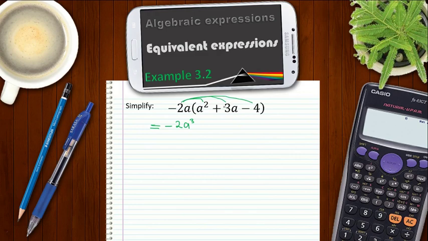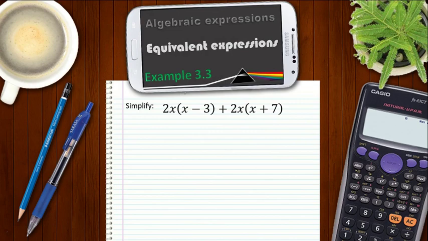So a minus and a plus is a minus. And then 2 times 3 is 6. And a times a is a squared. Next, the last term, minus and a minus is a plus. 2 times 4 is 8. And that just stays 8.